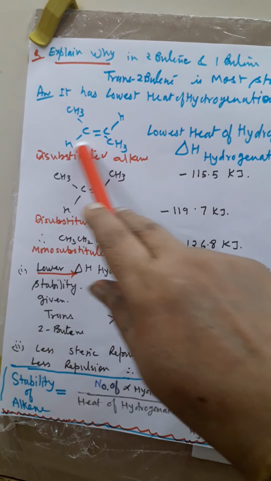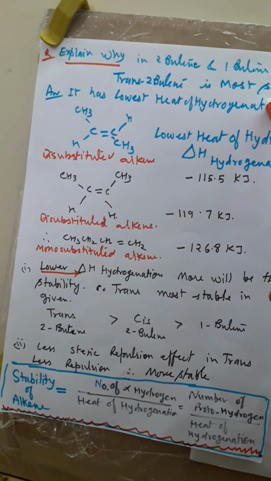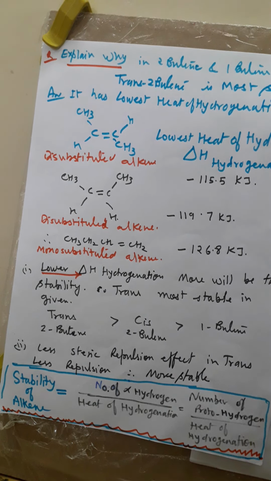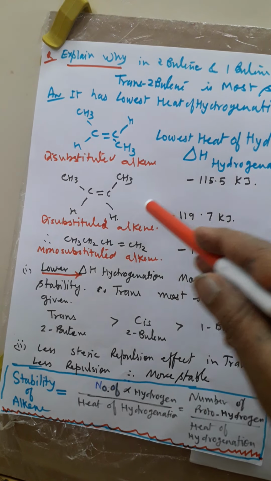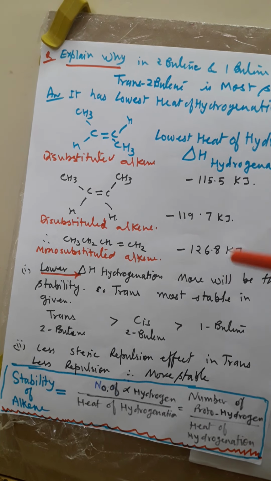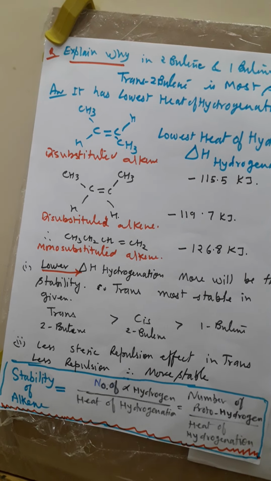So I have made this structure, draw this structure. Here the lower the heat of hydrogenation, the more will be the stability of the alkene. See here, I have written some of the heats of hydrogenation. Sometimes they give the heat of hydrogenation and ask, and at that moment you will get confused about what to do.